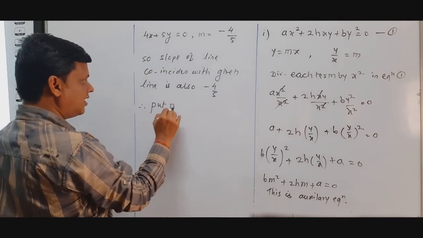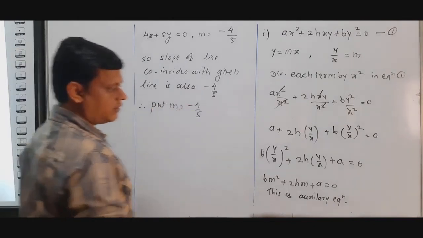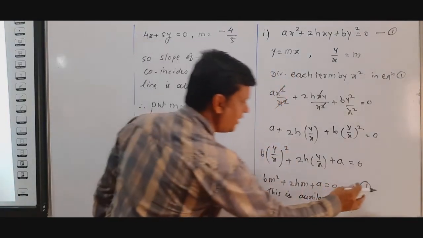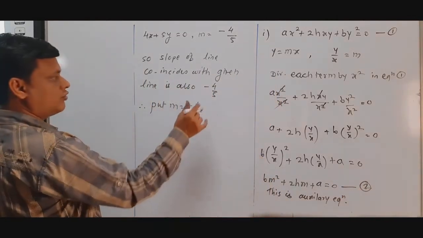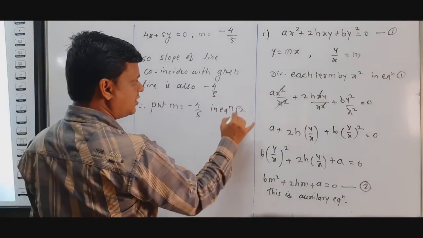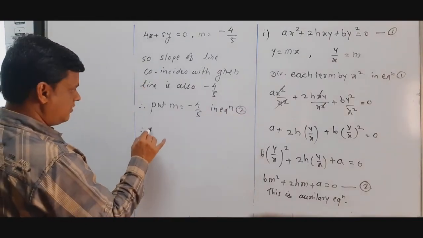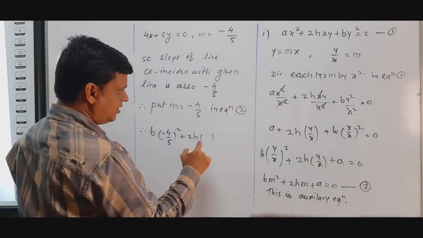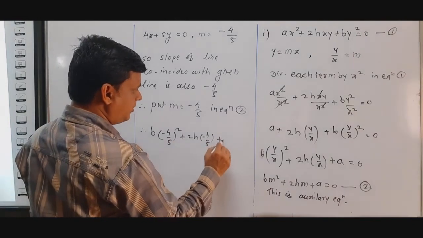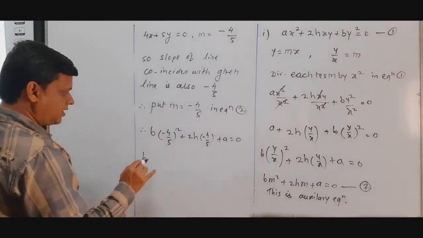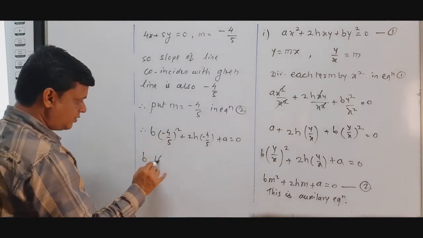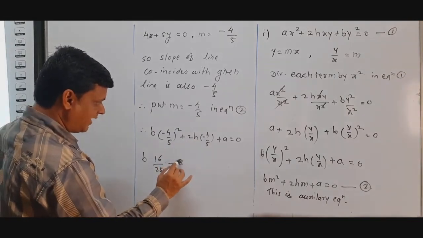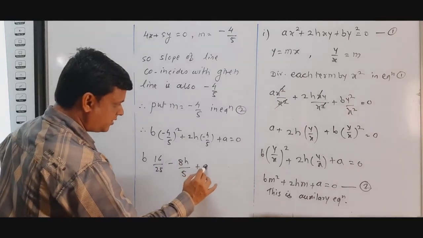Therefore put m equals minus 4 by 5 in this auxiliary equation. We denote this as auxiliary equation 2. Put m equals minus 4 by 5 in equation 2. Therefore b, value of m is minus 4 by 5 its square, plus twice h, value of m is minus 4 by 5, plus a equals 0. Now after squaring, square of minus 4 is plus 16. So 16 by 25. Here plus, minus into minus, minus 8h by 5 plus a equals 0.